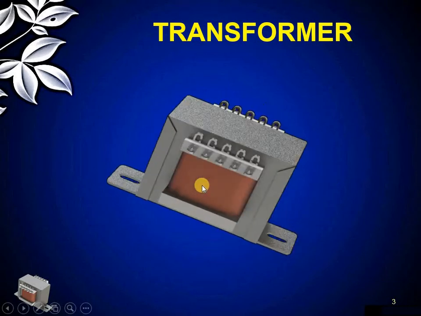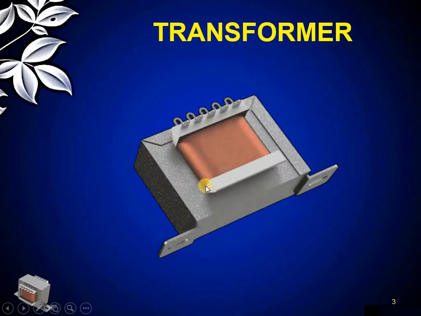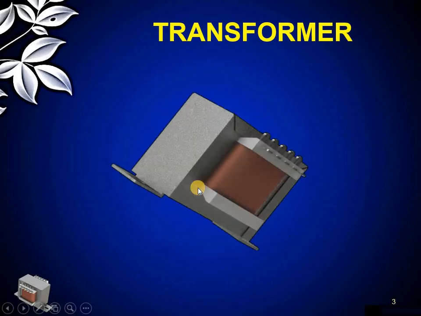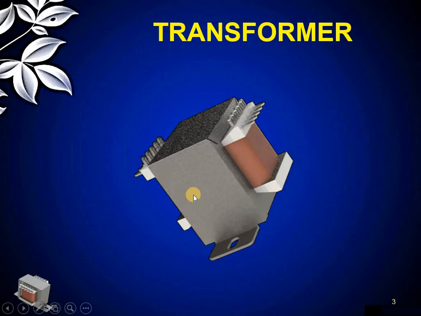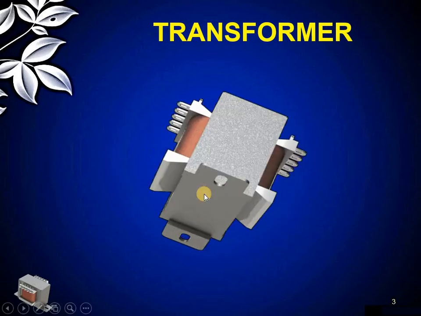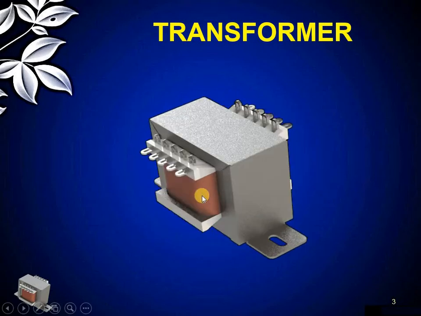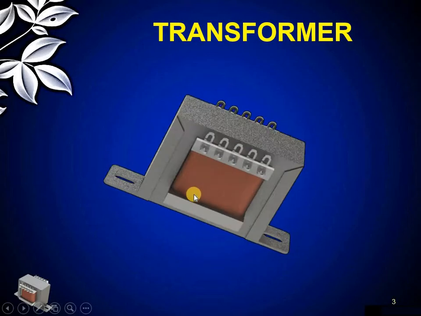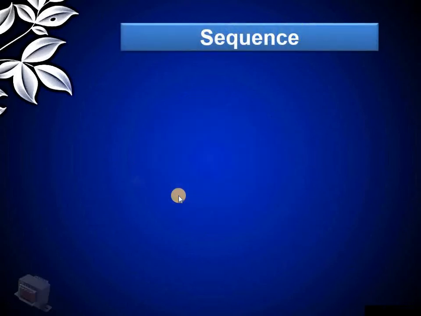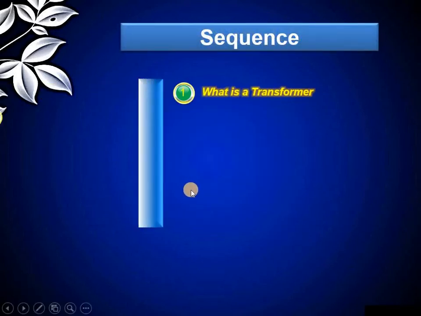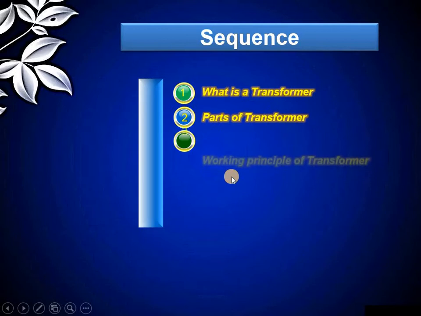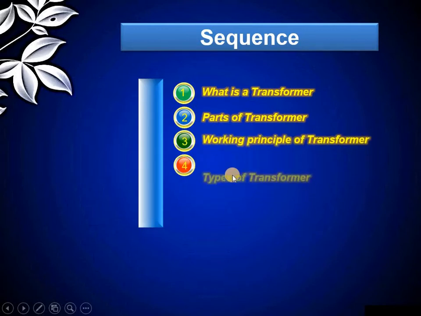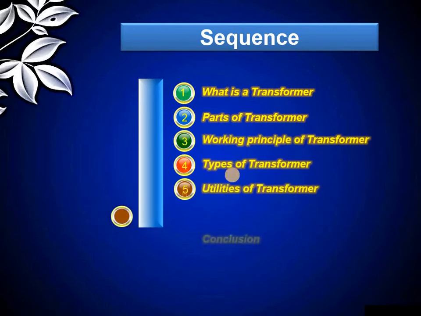Gentlemen, in the series of Part 66 learning, today we will study the transformer. Transformers are electrical appliances which can step up or step down voltages. How to do this we will study today. The sequence of our topic is: what is a transformer, parts of a transformer, working principle of a transformer, types of transformer, utilities of a transformer, and at last, the conclusion.